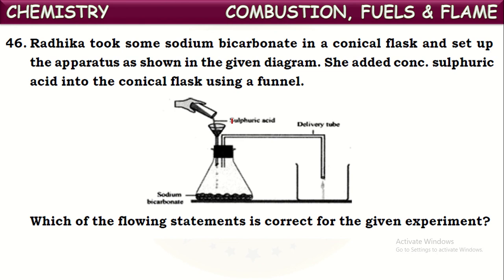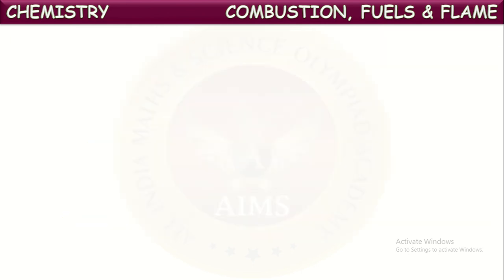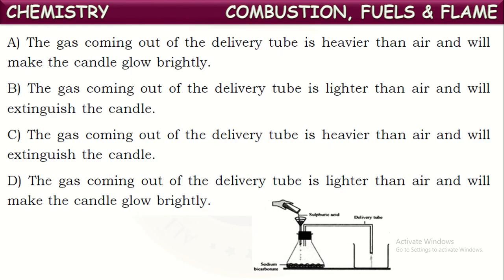Here the gas is evolved out through the delivery tube. What is the gas produced in this reaction? We are saying carbon dioxide. Now let us see the options they have given. These are the statements given about the gas. What are the characteristics of the gas produced here? The gas coming out of the delivery tube is heavier than air and will make the candle glow bright.